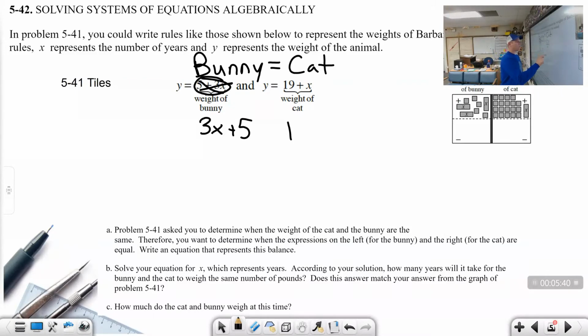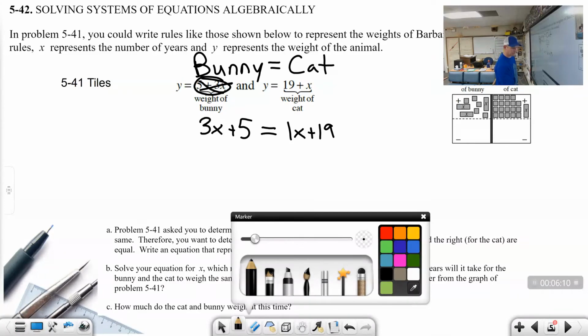And the cat is 1x plus 19. And I want to know, big picture question, when are they the same? I just have to set them equal. This is the only thing I'm teaching new today. If you have two rules and you want to know when are they the same, put them equal to one another. Okay? So now I'm going back to September, October, November, solving equations.